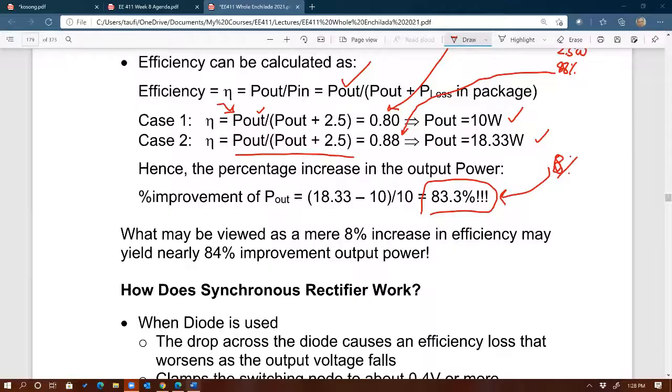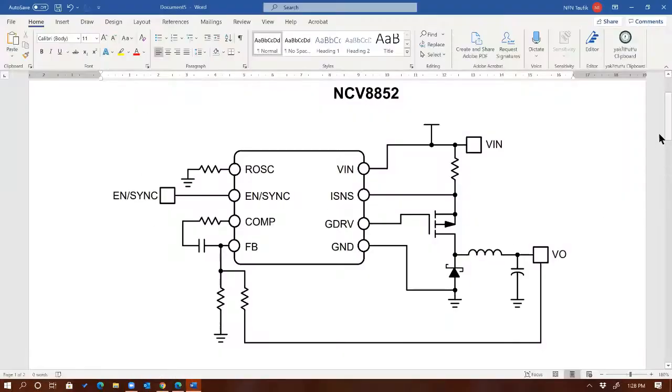I think the more general way of saying the benefit of synchronous rectifier is that it gives you the benefit in terms of efficiency when the output power is getting large, it's getting big. So if the output power is big, you remind me of something. I was going to show you this though, which I forgot, and thank you for reminding me. I actually included these examples right here.